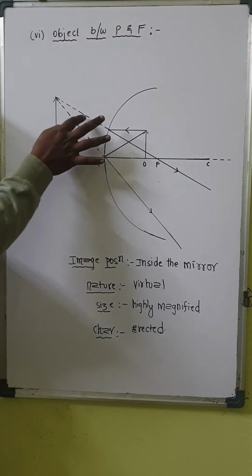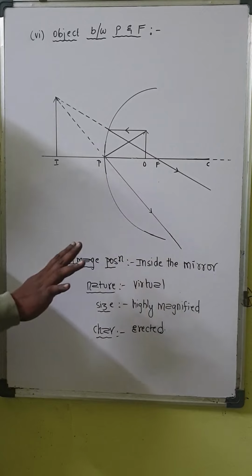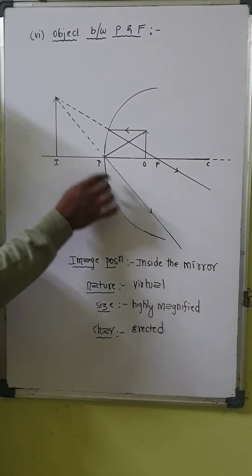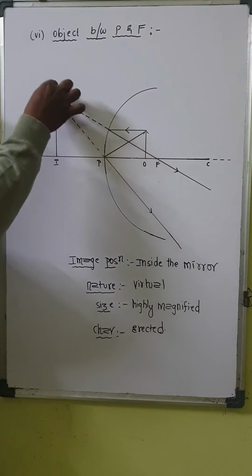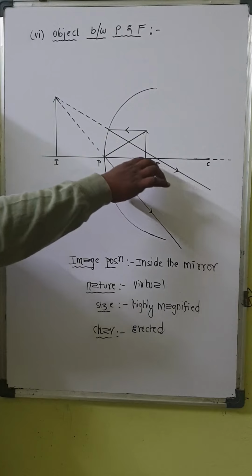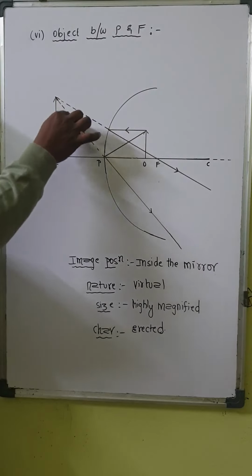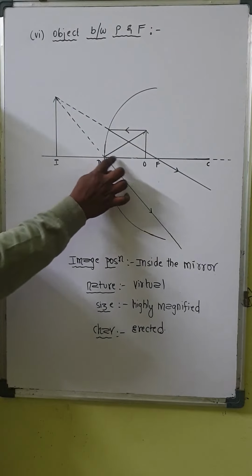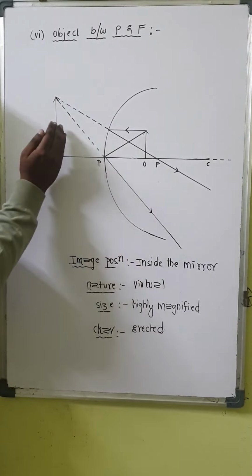Now you might wonder why we are using dotted lines here. Thick lines are always real lines. It means they are real light rays, whereas these are imaginary lines. So we have to show the imaginary lines with dotted lines, because this is happening inside the mirror. We are extending the reflected rays backwards. These are imaginarily extended, so we have to show them with a dotted line. So when an object is between the pole of the mirror and principal focus, image is formed inside the mirror.